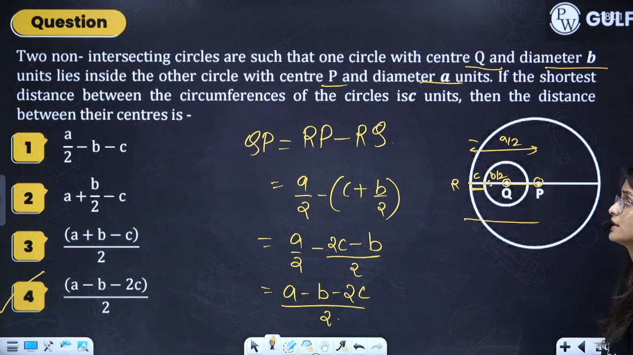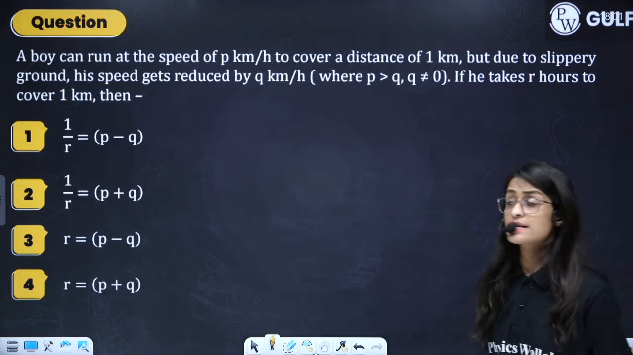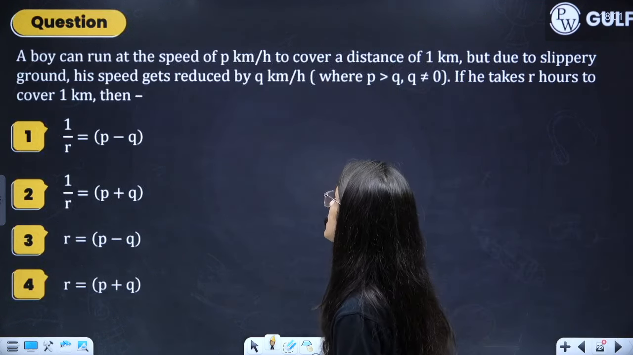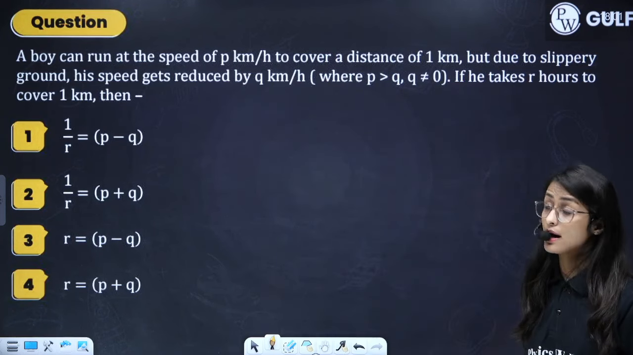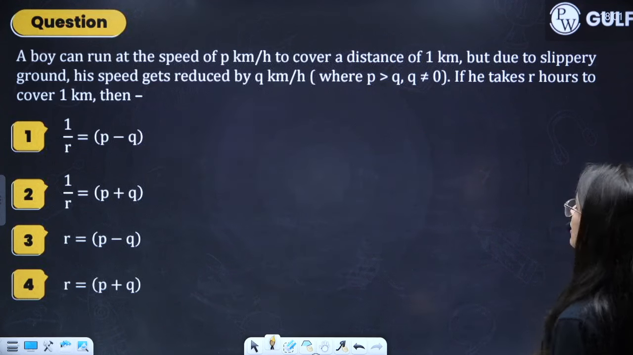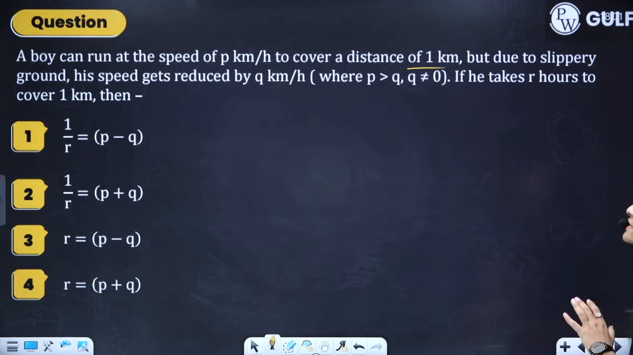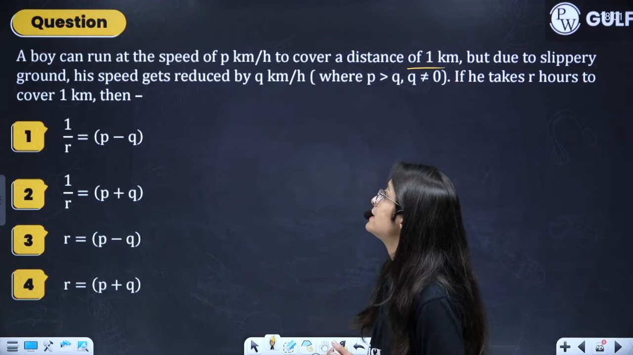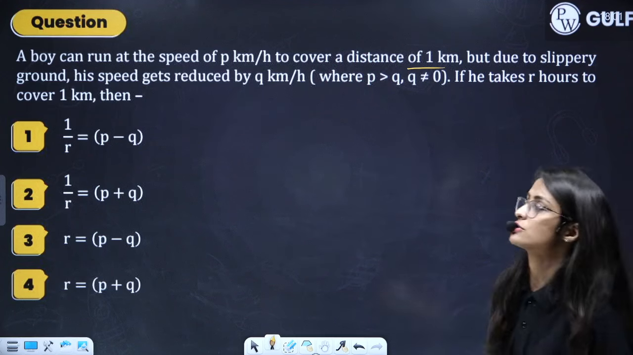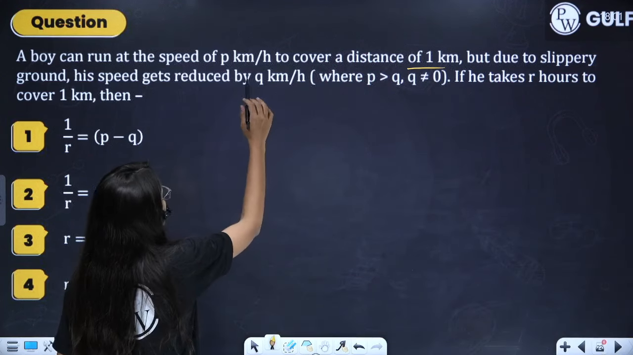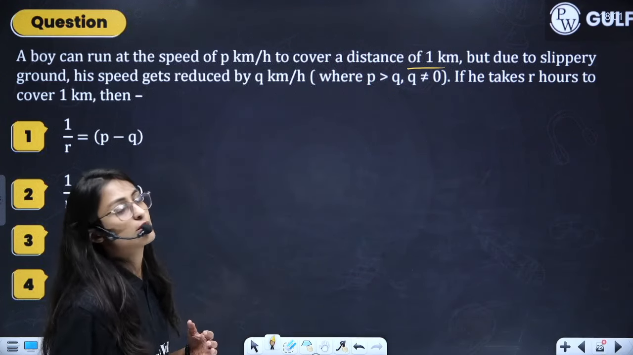I hope you all understood this one. Moving to the next one. A boy can run at the speed of p kilometer per hour to cover a distance of 1 kilometer. Here the distance is given as 1 kilometer. But due to slippery ground, speed gets reduced by q kilometer per hour. So first of all, he was going by p, but his speed is getting reduced by q.